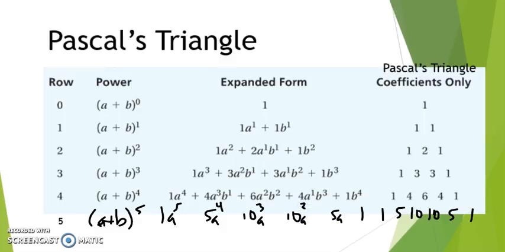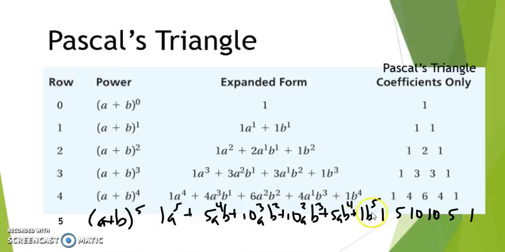So I'll just write a. And then b is the one that counts up. So you're not going to have it in the first term because that's b to the 0. So that one's done. The next term would be b to the 1st, and then b to the 2nd, and then b to the 3rd, b to the 4th, and finally b to the 5th. So that's how you create a row of this.